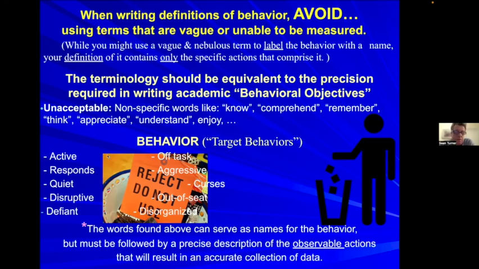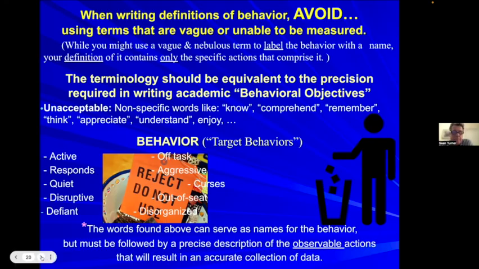Active, response, quiet, disruptive, defiant. So they can serve as names of behavior, right? We want students to be active. We want students to respond. We want students to be quiet. We want students to stop being disruptive. We want students to stop being defiant. But there needs to be something that follows up that's a precise description and observable actions of what that means.